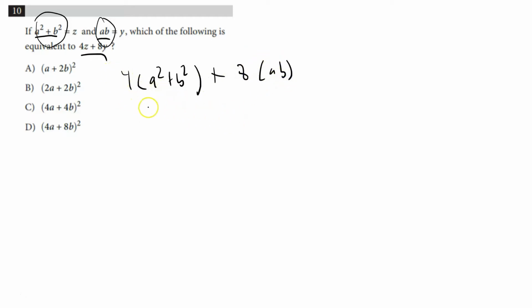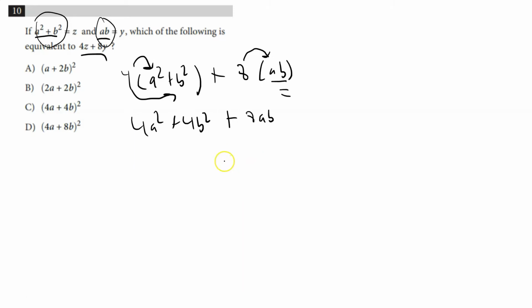If we distribute this out here, we have 4a squared plus 4b squared. Make sure to distribute this 4 to both the a squared and b squared. And then plus 8ab. In this case, because these are already multiplied together, we don't multiply the 8 to both the a and b, because here there's an addition sign and here there isn't. So we have 4a squared plus 4b squared plus 8ab. But this doesn't match any of our answer choices, right?